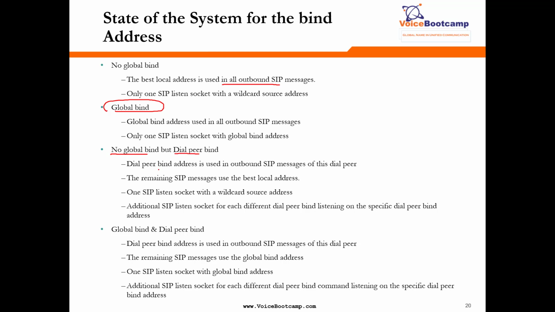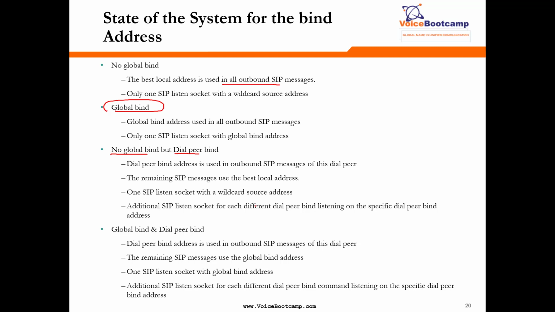In that case, the dial pair bind address is used in the outbound SIP messages of that particular dial pair. The remaining SIP messages use the best local address, which could be whatever the outbound interface is. There is one SIP socket with a wildcard source address, and an additional SIP listening socket for each dial pair with a different bind, listening on that particular dial pair bind address.